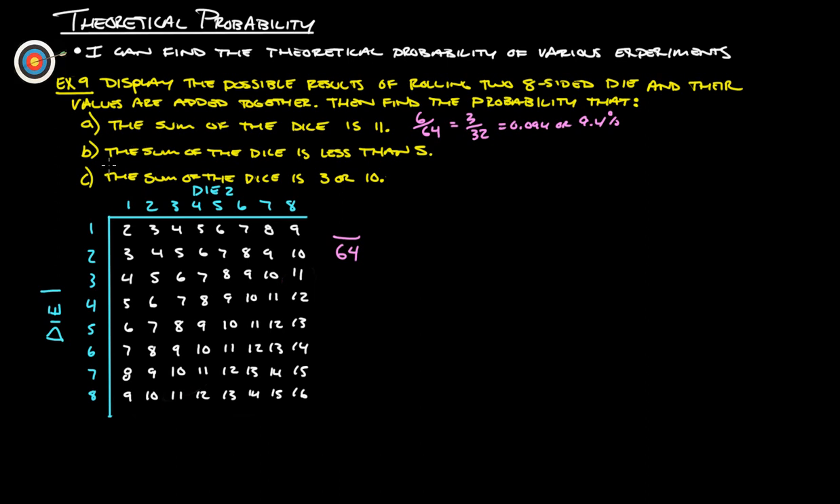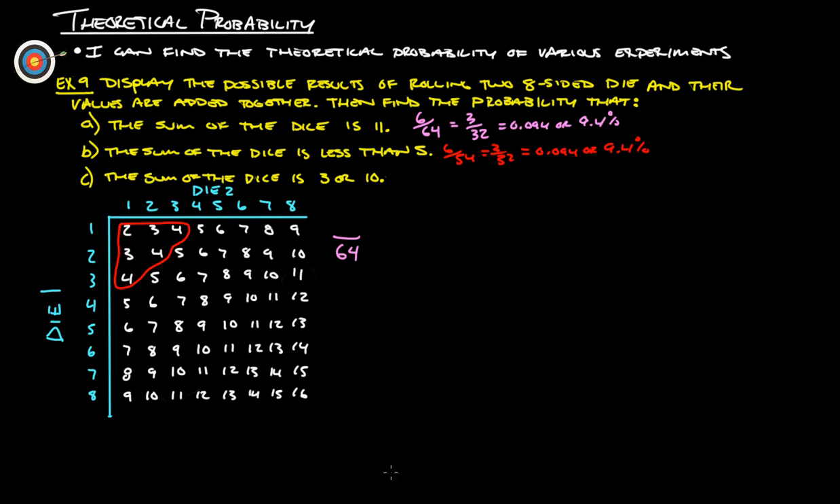Okay? All right, let's take a look at B here. Find that the sum of the dice is less than 5. So that would be 2, 3, 4, right? All of these here. So that would be all of those there. So that is 1, 2, 3, 4, 5, 6. So that is also 6 out of 64, which would be 3 out of 32, which is 0.094 or 9.4% for that one as well.